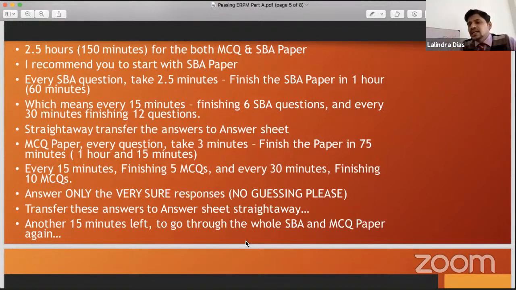D is very easy. They are saying temporomandibular joint involvement, and you know it's definitely there. So it's true. And E again is a very sure one. They are saying complicated by fibrosing alveolitis.